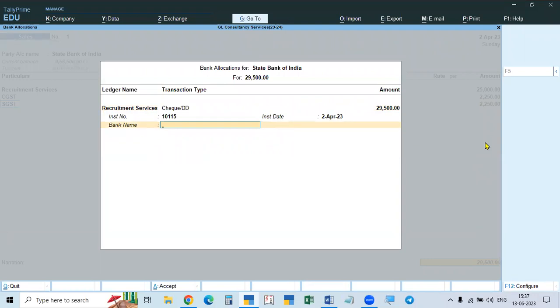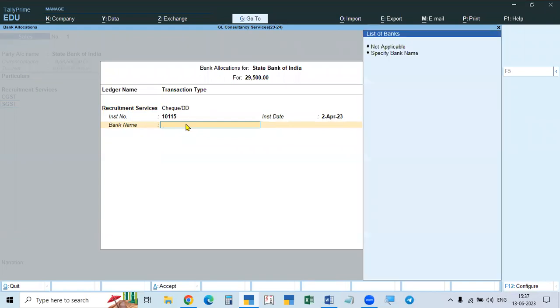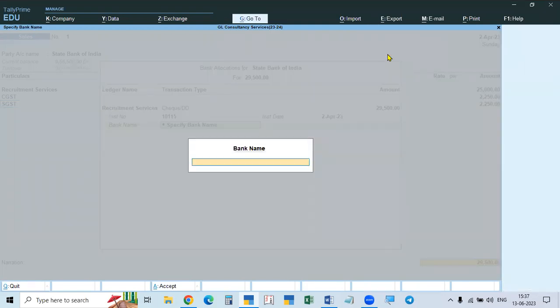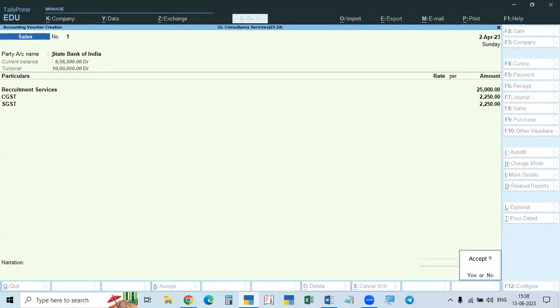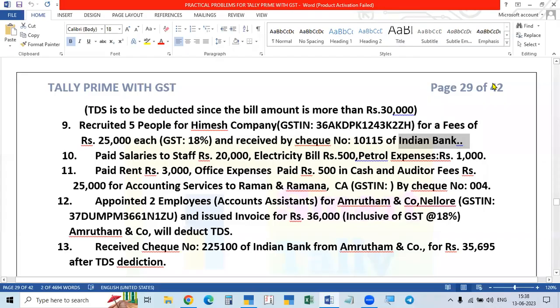Here the bank list is not available. When the cursor is here, the list will be displayed. Just click the space bar and it will show the list of banks. If the list is not there, specify the bank. So Indian Bank. So received by Indian Bank check, so the amount is received. It is a single entry, not 2 entries. Otherwise, Himesh company would be debited, you would write the credit bill and then the received payment. So you have to enter it in the receipt voucher.